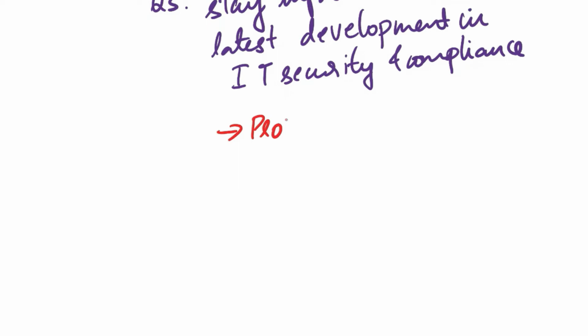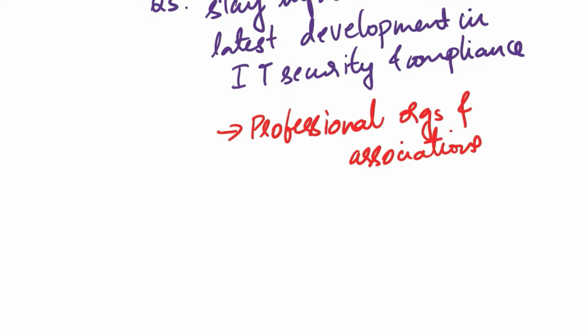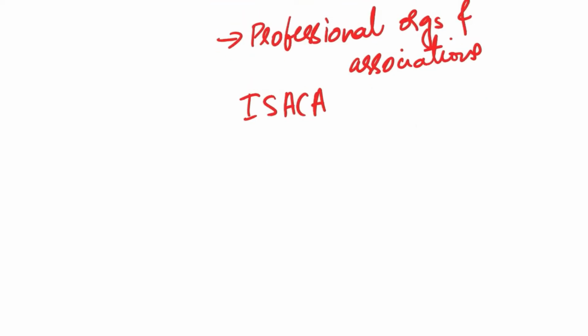Professional organizations and associations. Joining and actively participating in professional organizations and associations related to IT audit, information security, and compliance is essential. Organizations like ISACA, that is Information Systems Audit and Control Association, and ISC Square, offer access to valuable resources, conferences, webinars, and publications that provide updates on the latest developments in the field.